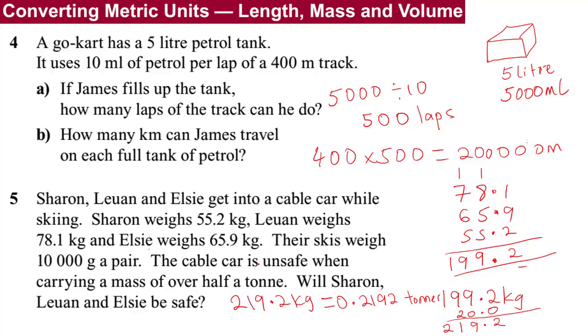But it says here, the cable car is unsafe when carrying a mass of over half a ton. So what we're going to say now is, is this weight here more than half a ton or not? Half a ton is going to be 0.5. But here we have 0.2. Even if you ignore this, that's just basically 0.2. So yes, Sharon and Lauren and Elsie are going to be safe. Okay. So that's how to do that question.